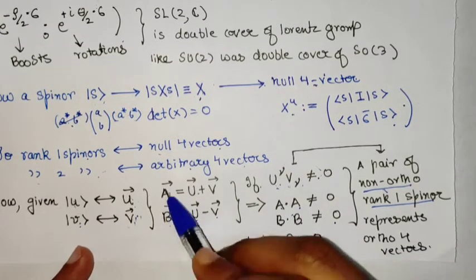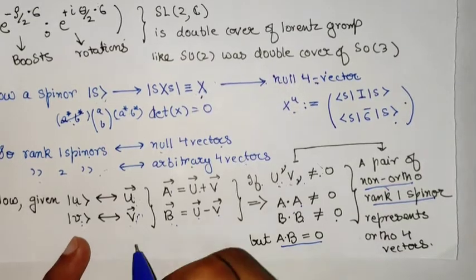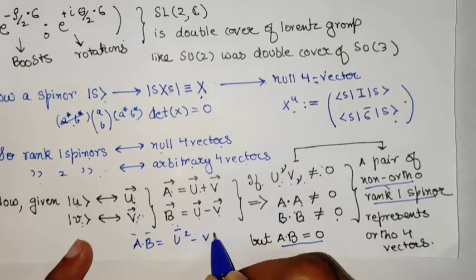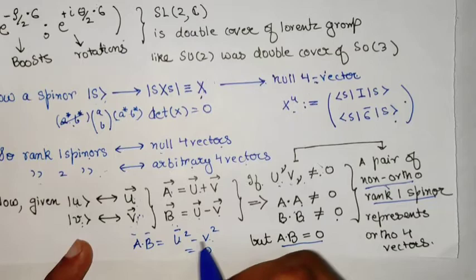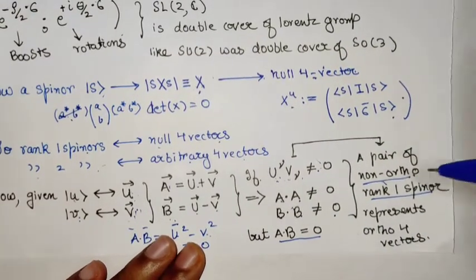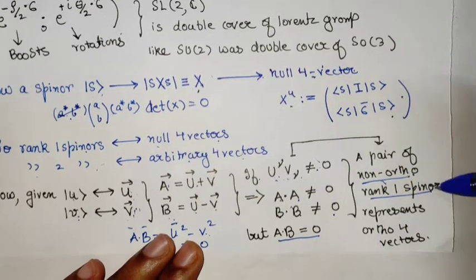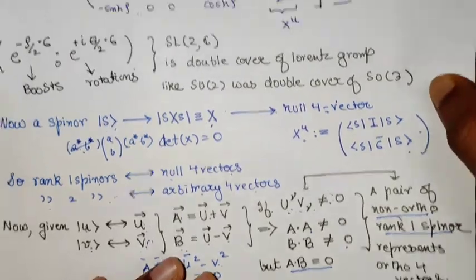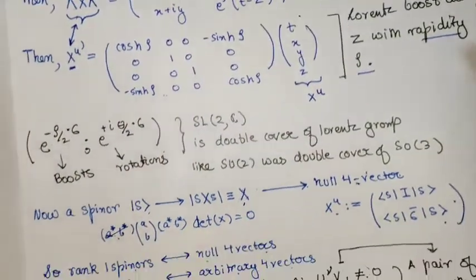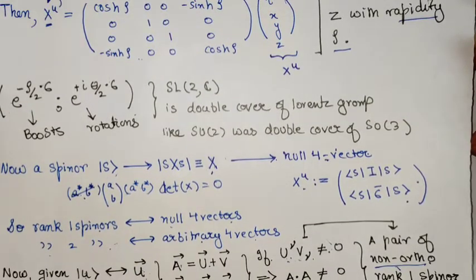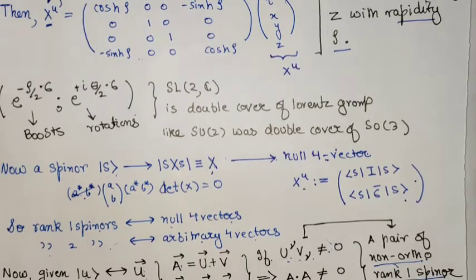So a and b are orthogonal 4 vectors because a dot b is 0. So a dot b, where this is the Minkowski dot product, is nothing but u square minus v square, where the squares are again Minkowski dot products, that is 0 because each of them is individually 0. So a pair of non-orthogonal rank 1 spinners can represent a pair of orthogonal 4 vectors. So with this we understand the important relationship that a spinner is in 1-to-1 correspondence with a null 4 vector.